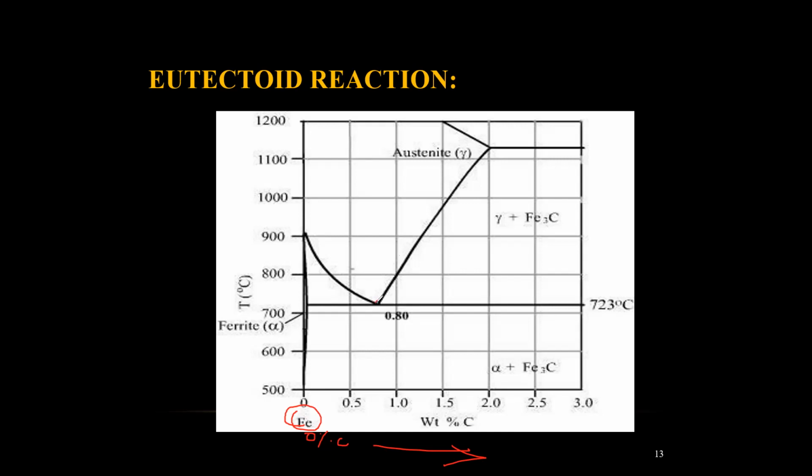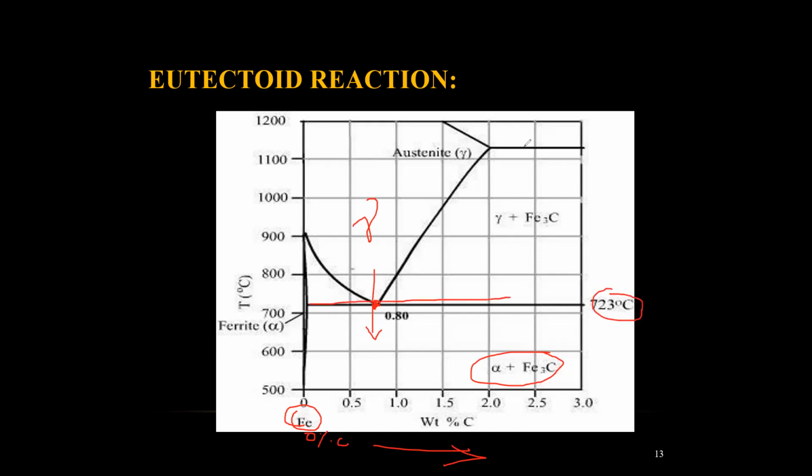This is the point where the eutectoid reaction takes place. So what is the definition of the eutectoid reaction? The eutectoid reaction is a three-phase reaction by which, upon cooling, one solid phase transforms into two solid phases. This one solid phase is gamma austenite, which upon cooling transforms into two solid phases, alpha plus Fe3C. This eutectoid reaction happens at 723 degrees Celsius. This is the invariant line.